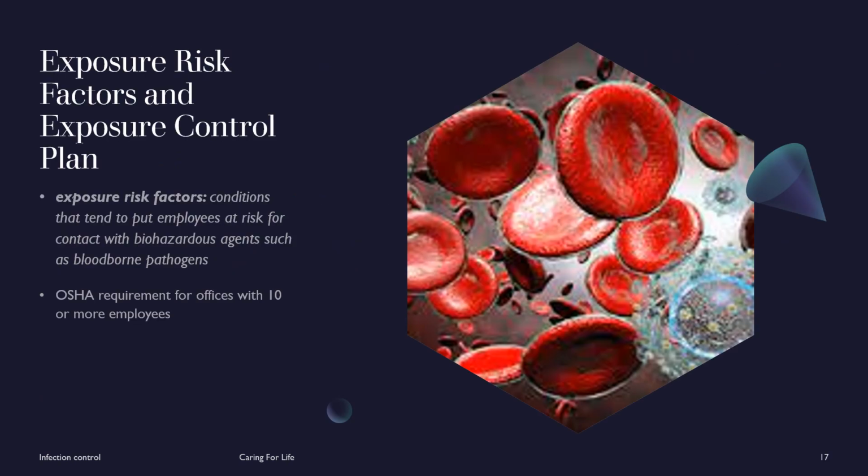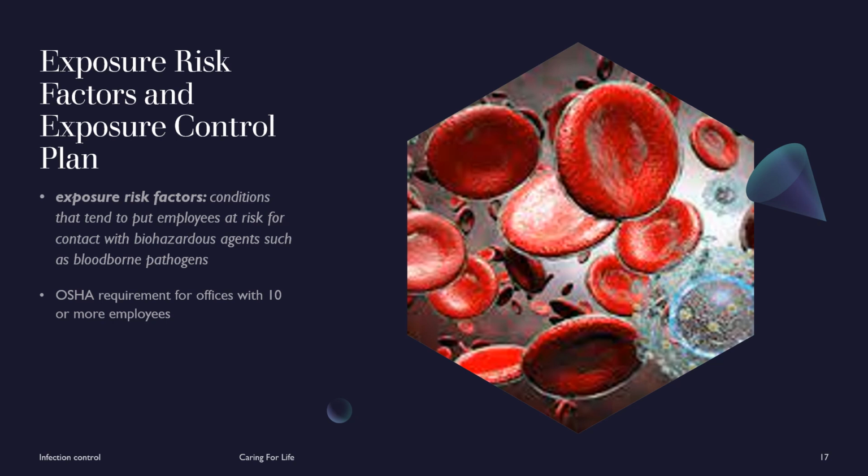So every office needs to have an exposure control plan. There will be a potential for you to come in contact with blood and body fluids, which are biohazardous materials. Exposure risk factors simply means conditions that tend to put employees at risk for contact with these biohazard agents, such as bloodborne pathogens. OSHA requires that any offices that have 10 or more employees must have a control plan, a written plan of action in case something happens.